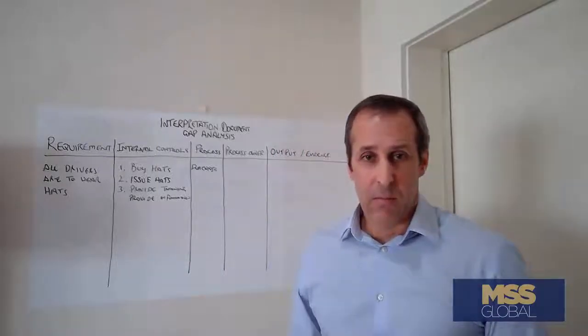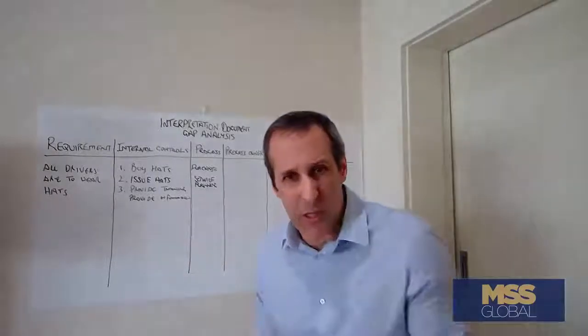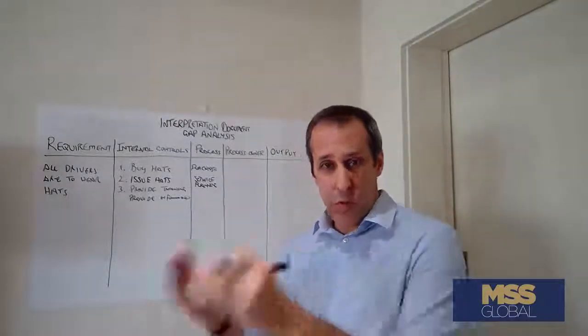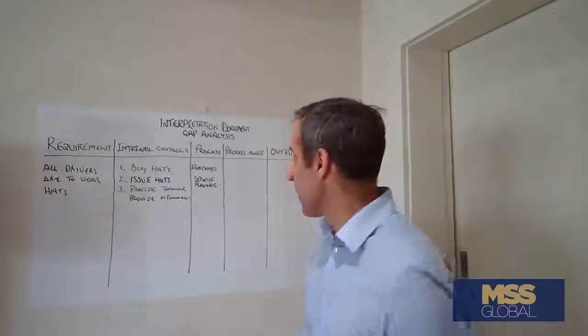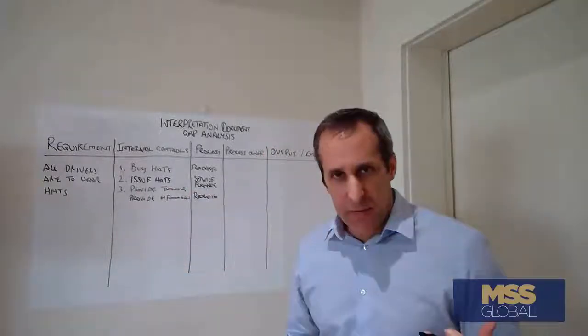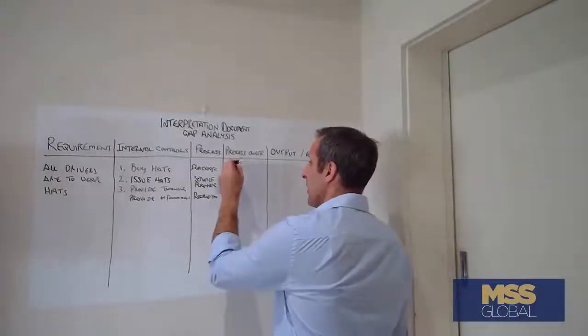Issuing of hats, we can allocate this to the dispatch process. Again, I'm now creating something as opposed to reflecting what we actually already do. Provide training. As you can see, you can identify a process relative to the activity and identify the process owner.